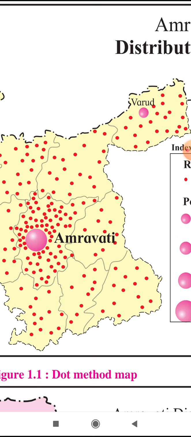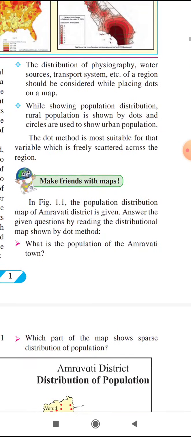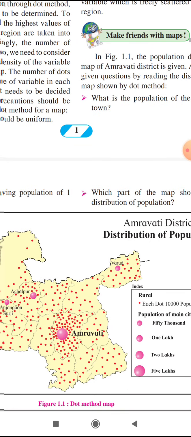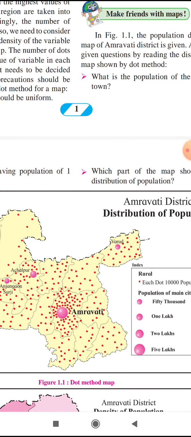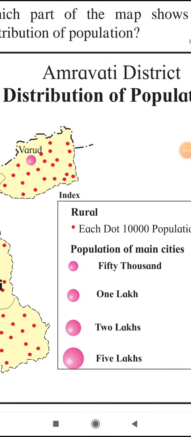Then, students, the questions are given here. What is the population of Amravati town? Here Amravati city's population is 5 lakh, because the bigger dot is shown here. So it is 5 lakh.